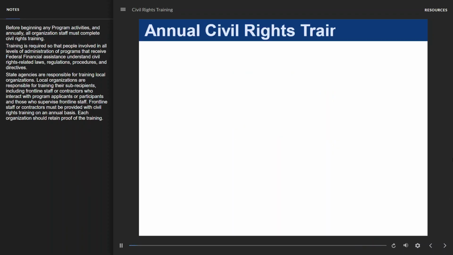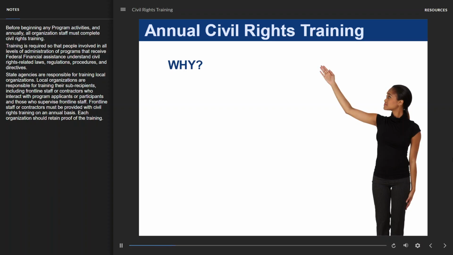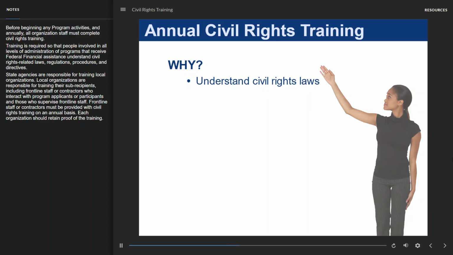Before beginning any program activities, and annually, all organization staff must complete civil rights training. Training is required so that people involved in all levels of administration of programs that receive federal financial assistance understand civil rights-related laws, regulations, procedures, and directives.